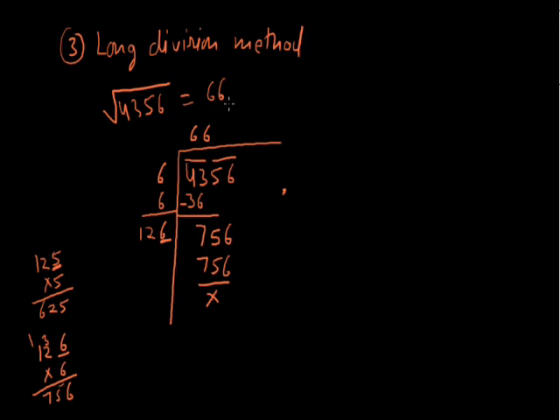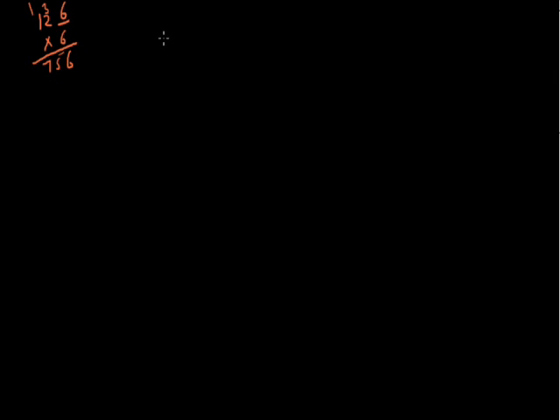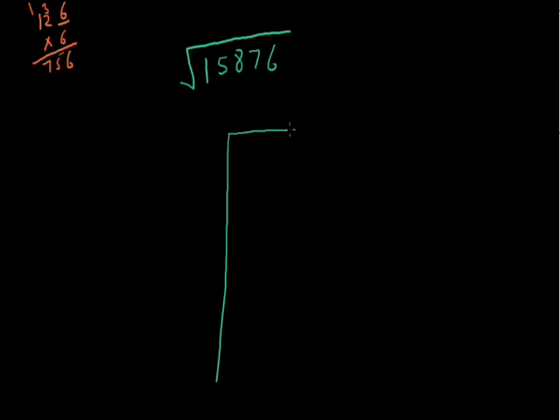Now let's take one more example to understand the concept. Let's say we have to find the square root of 15,876 by the long division method. So again we have to make these two lines perpendicular to each other. We write 1, 5, 8, 7, 6. Now again we make pairs of 2 digits from the right side. 76 is one period, 58 is another period. Now 1 is left, so this is another period.